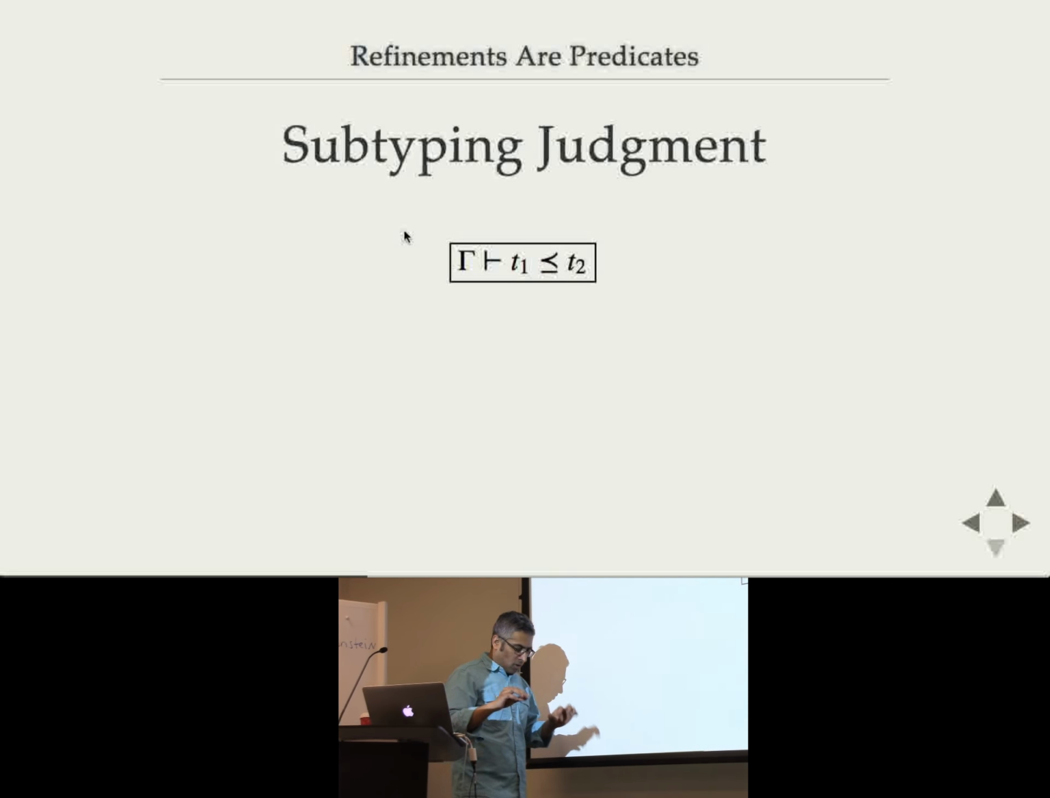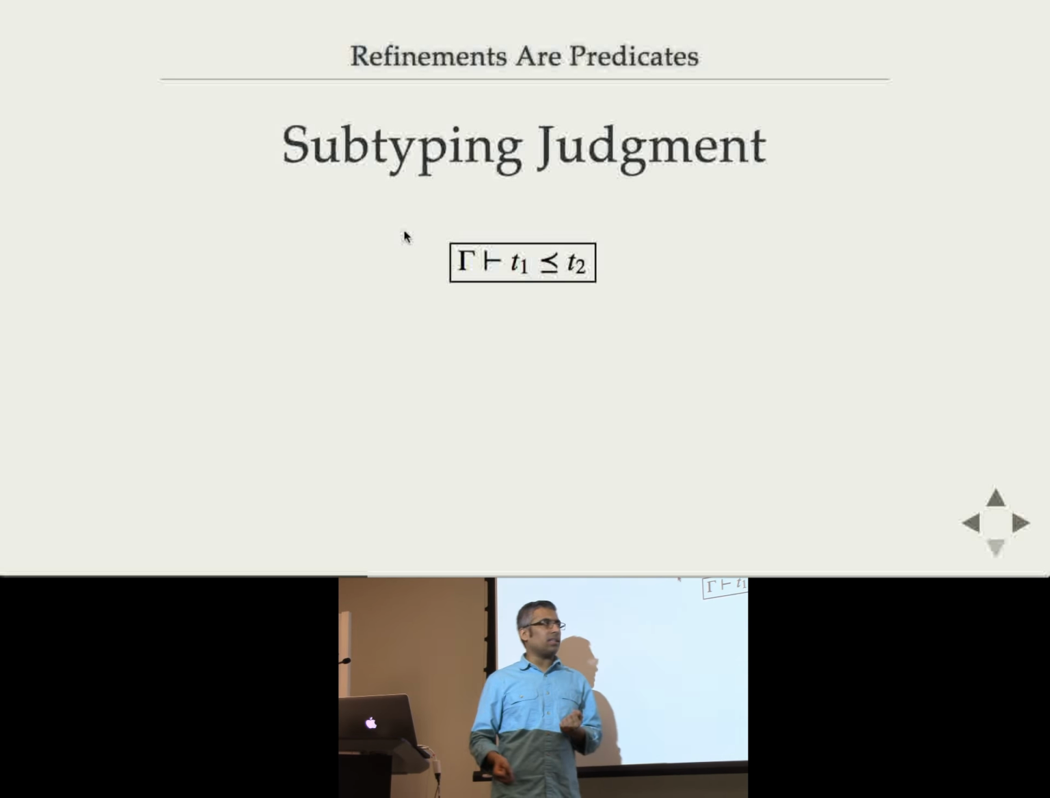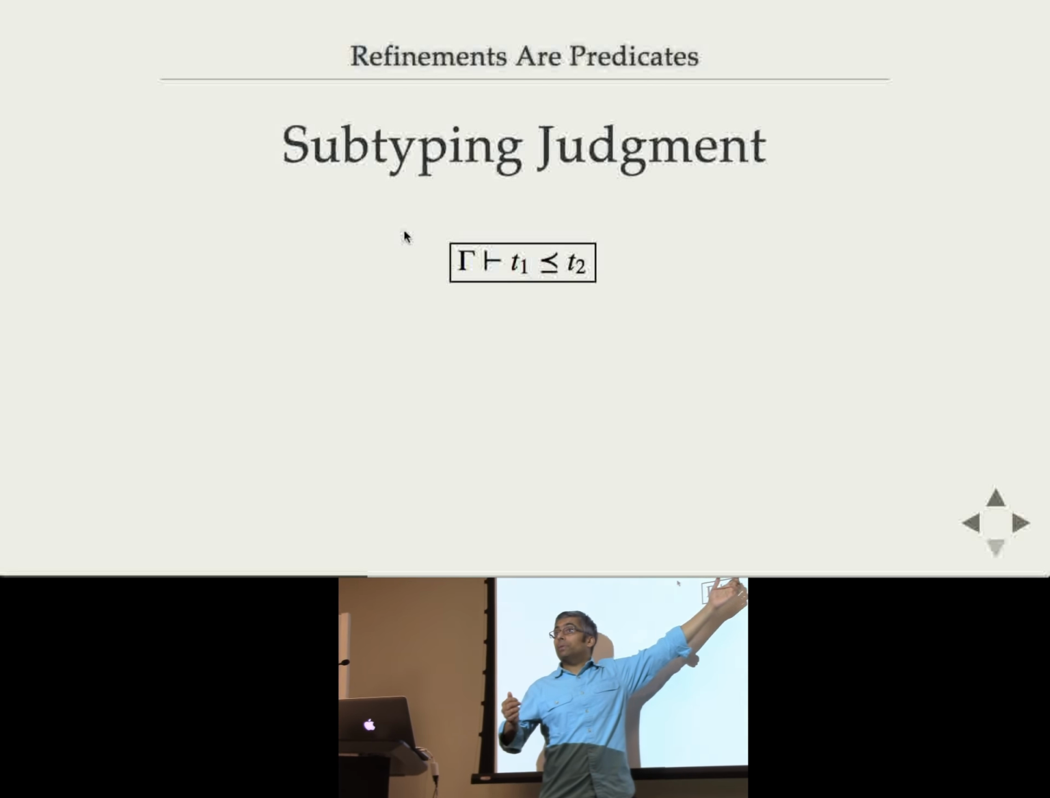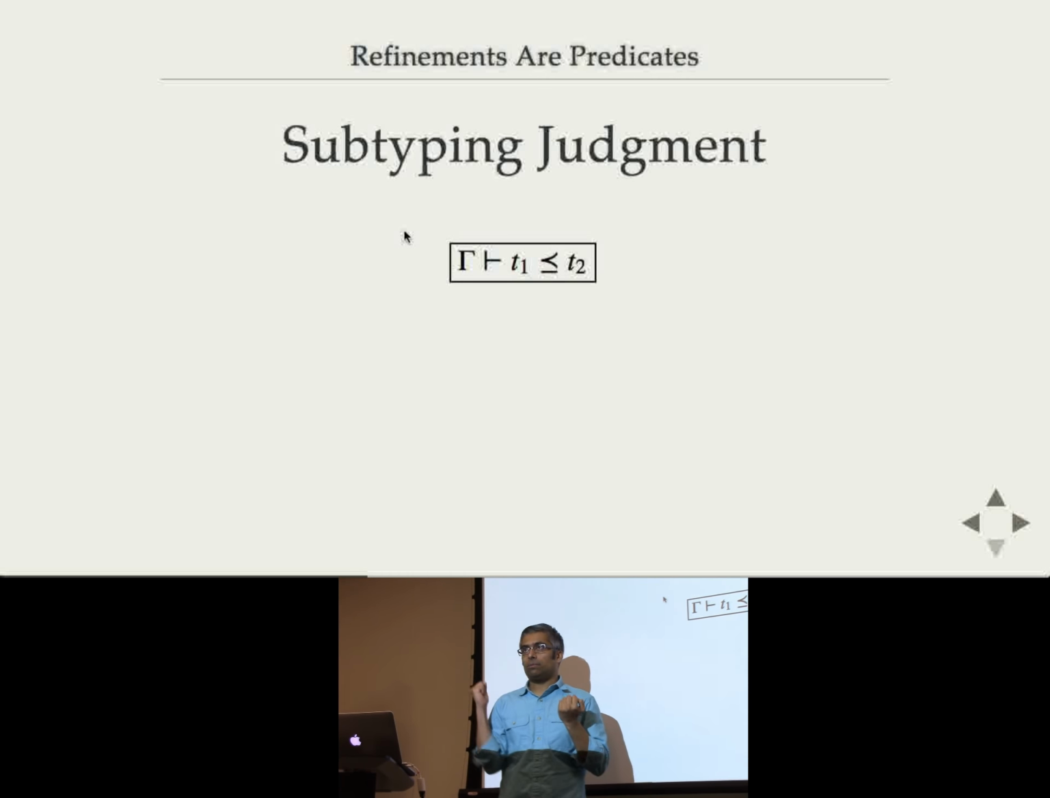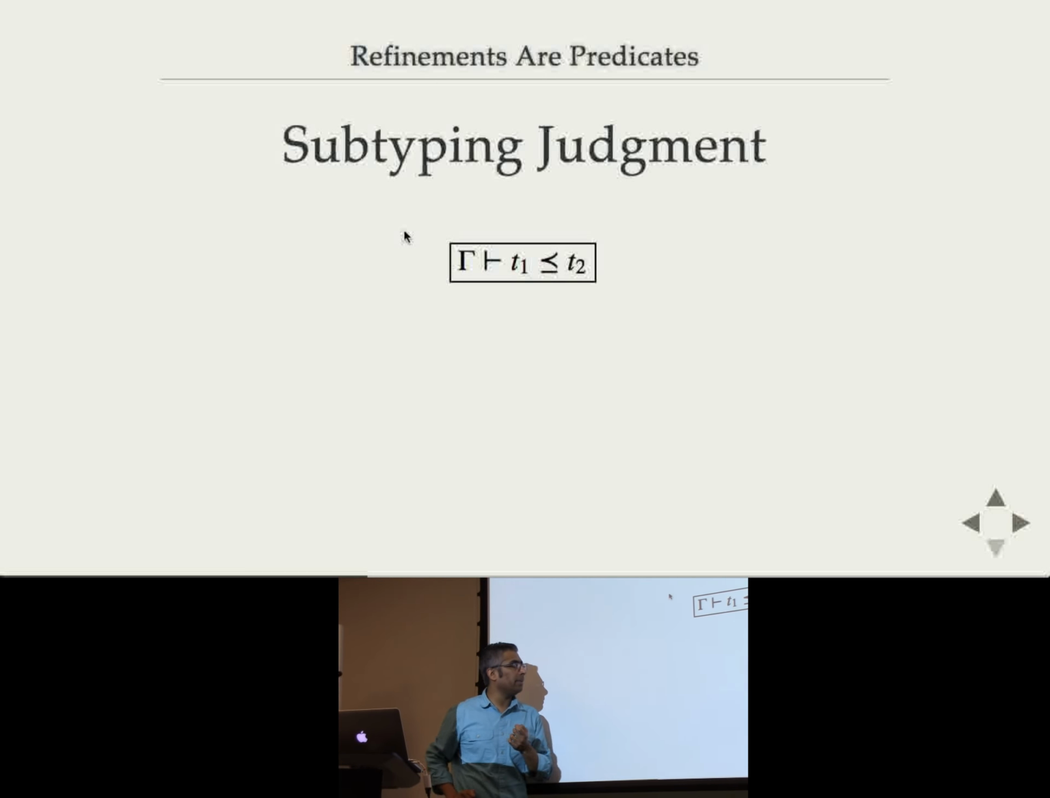The main workhorse, the main technical engine that's underneath, is a subtyping judgment. So why is it that I can say 6 is a NAT as well as a non-zero, as well as an even number, etc., right?